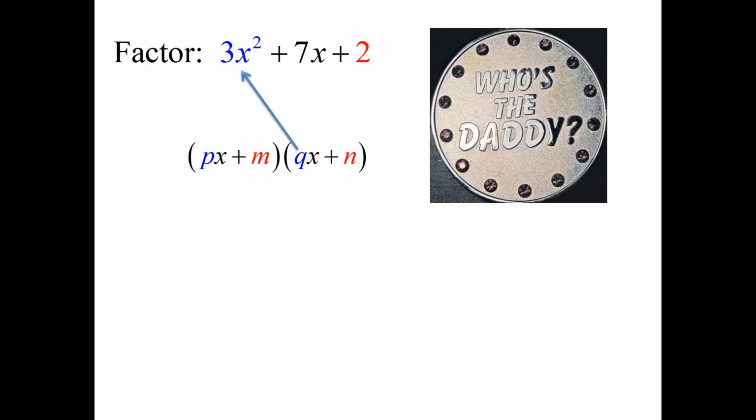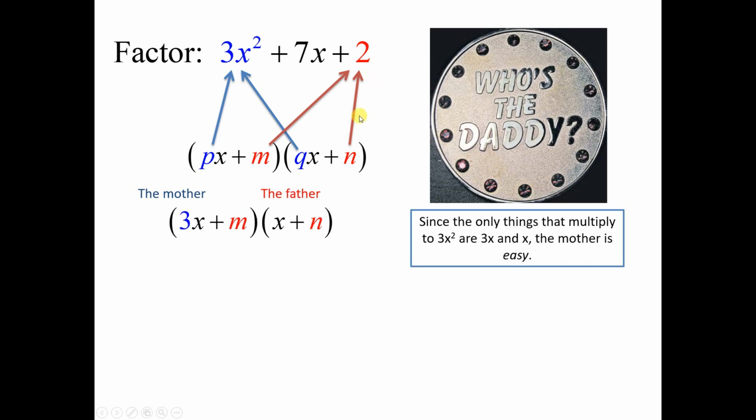So here's how it works in case you don't see it. We've got these two numbers right here that multiply together to make 3x squared. We're going to call them the mother. Then we've got these two right here. They multiply together to make the c term, the 2. We're going to call those the father, all right? Since there's only one way to get 3x squared, 3x times x, that means the mother's easy. See what I did there?